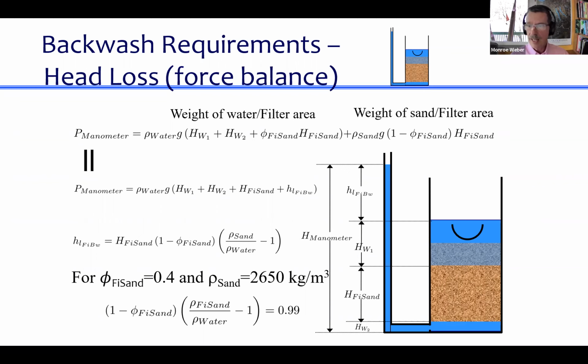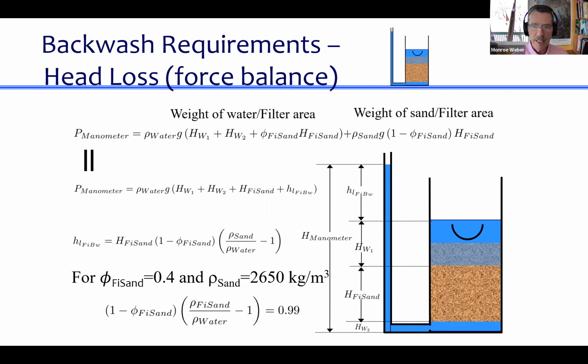That's just water. And then we have this new unknown term, which is the actual head loss that is happening as the water is flowing through this sand column. And that's a height that we're going to end up solving for. So those two equations for the pressure at the bottom of the sand bed, they must both be true. We can set them equal to each other, and we can solve for our unknown, the head loss through the sand bed when we're backwashing it and it's fluidized.